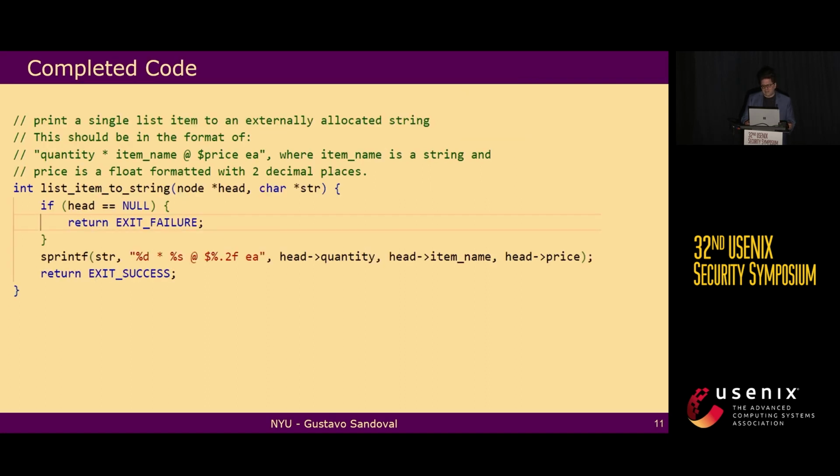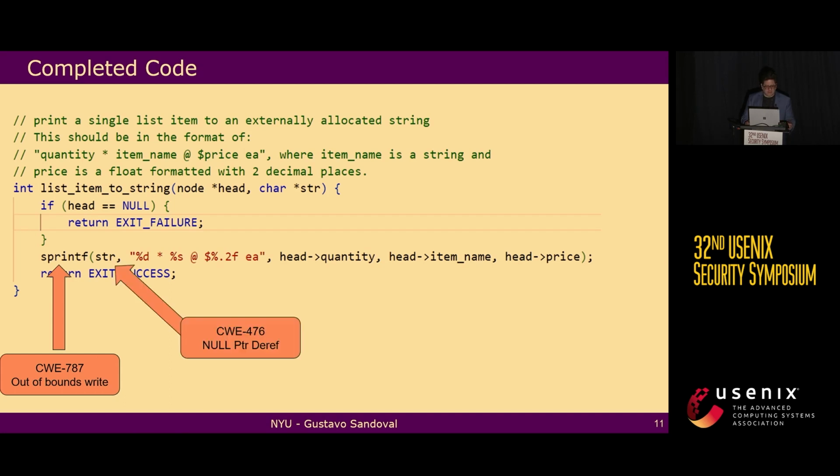Here we can see a student that took the whole AI suggestion I showed you before, and our job now is to figure out if there are any security vulnerabilities like CWEs. Here we see that one of the CWEs that this code contains is CWE-787, out of bounds write, because they're not using snprintf. We can also see a couple of CWE-476s, null pointer dereferences.